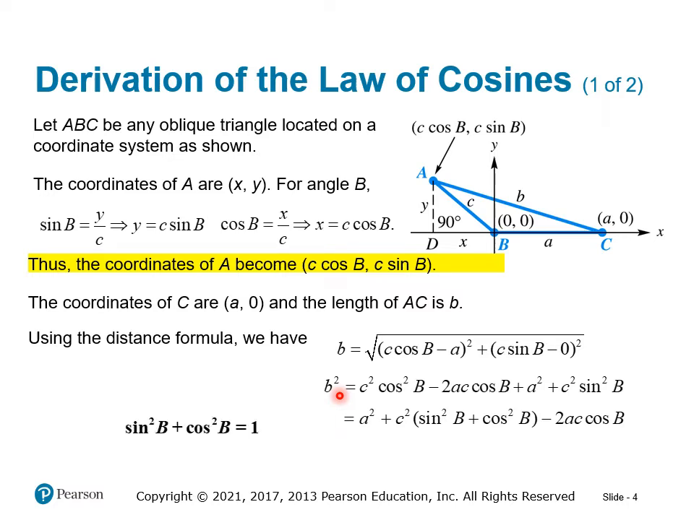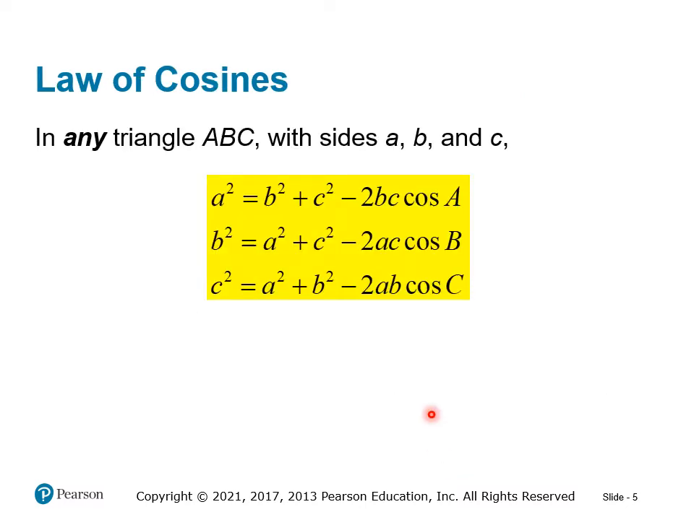Okay. If we rewrite this, we can see that we have c squared times cosine squared B plus sine squared B. And of course, sine squared plus cosine squared equals 1. So we can substitute a 1 in for everything in that parenthesis, and we get simply a squared plus c squared minus 2ac cosine B. And this is actually the law of cosines. Specifically, the square of one side equals the sum of the squares of the other two sides minus 2 times the product of the other two sides times the cosine of the angle opposite of the side we're looking at.